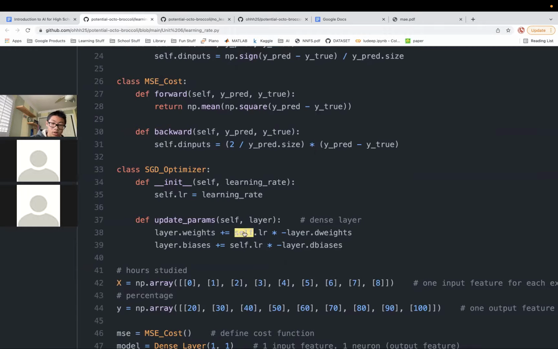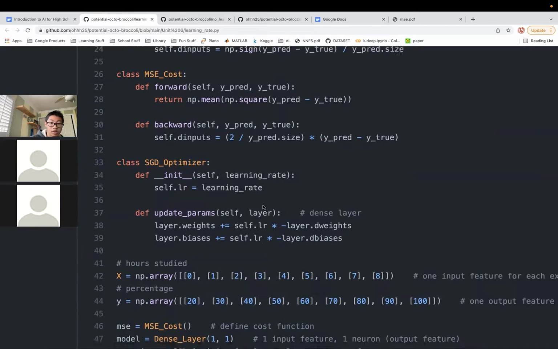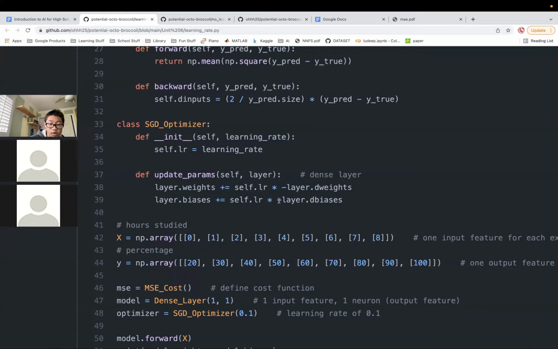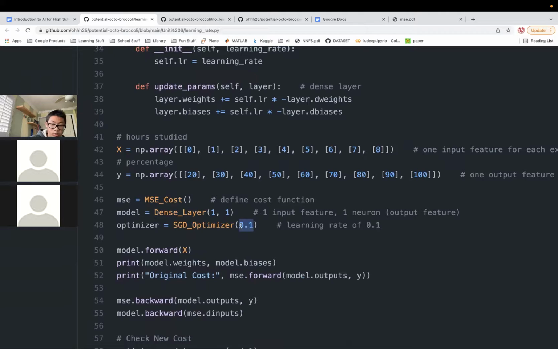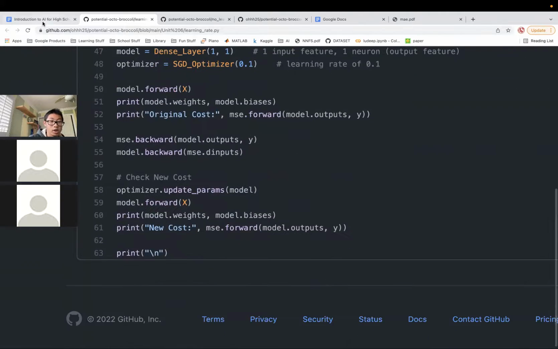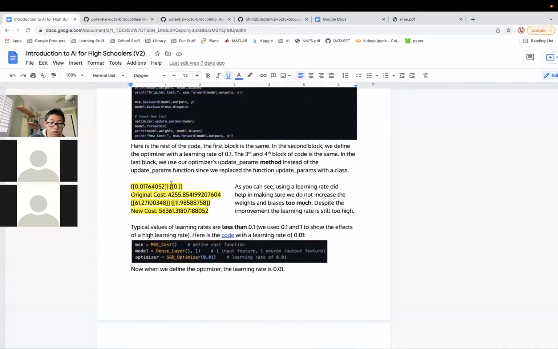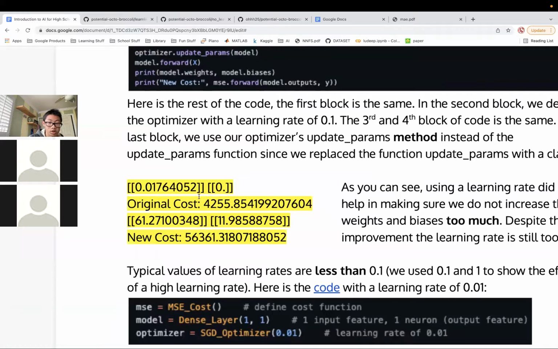So then here's your learning rate, which is the constant. See, we define the constant in the init method. And then we just multiply by the derivative. So over here, we use a learning rate of 0.01. And then what ends up happening is, this is what ends up happening. See, our original cost was this much, and now we increase by about 61 the weight.